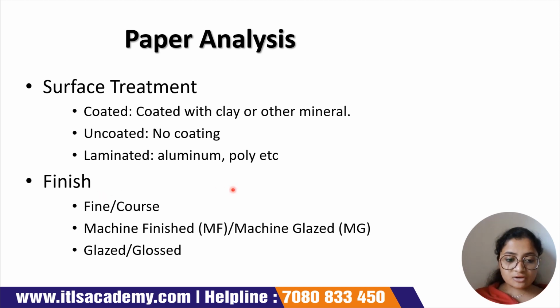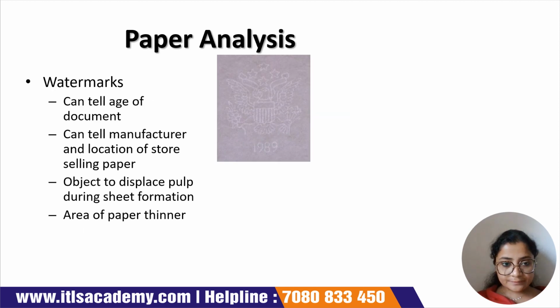Okay, so whether it's fine or coarse, whether it's machine finished or machine glazed, they are abbreviated as MF and MG respectively. Whether it is glazed or glossed. Glossy papers are there, butter paper. Some raw coarse papers are there, some very silky smooth finishing touch papers are there. So that is the finishing of a paper which we need to study or analyze.